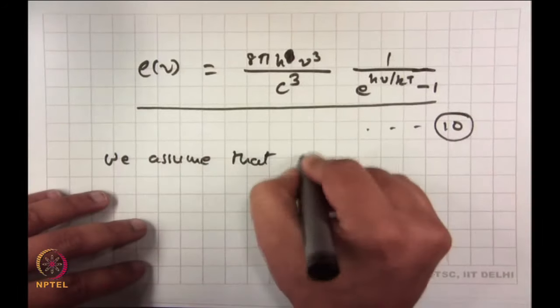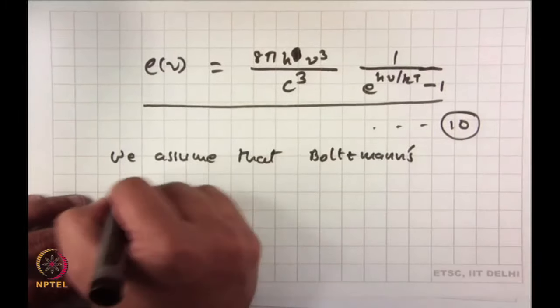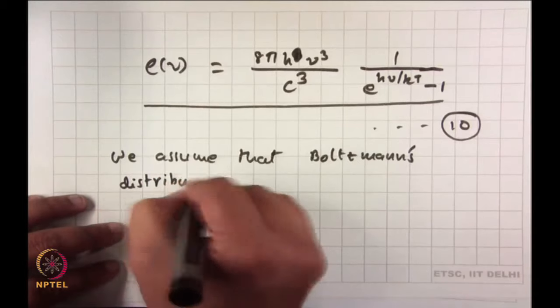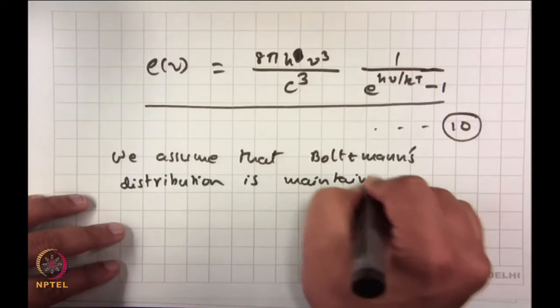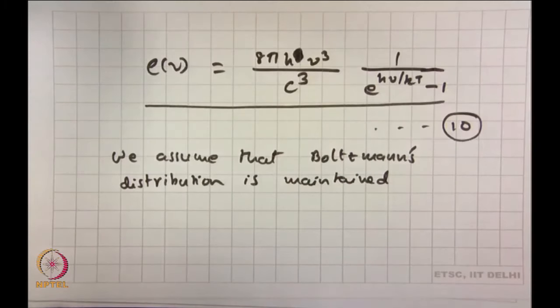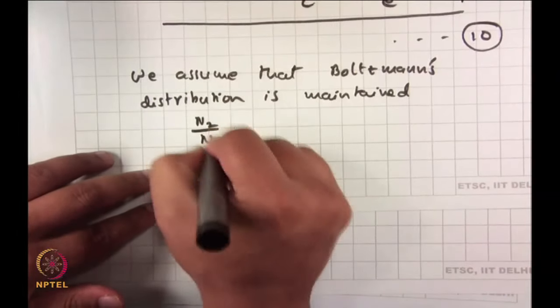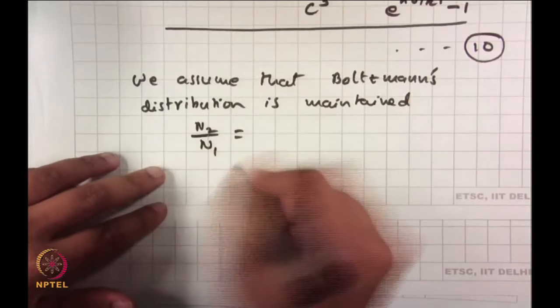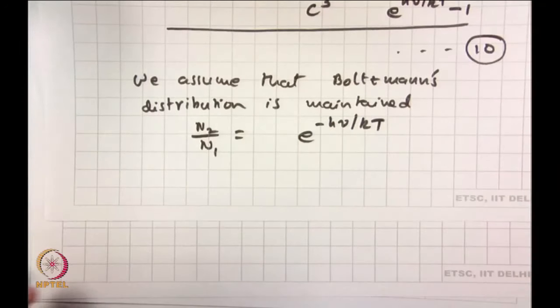But before going there, another assumption we will take is we assume that Boltzmann's distribution is maintained. Okay. And if that is the case, then I can write n2 over n1 is equal to e to the power minus h nu over k t.